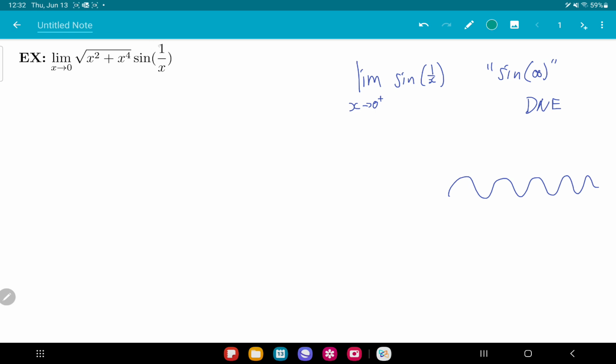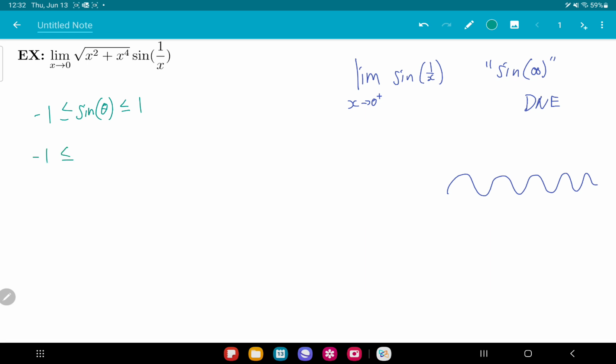So I'm going to start by saying that, as with any theta, we are stuck between -1 and 1. Now, this thing I got a rectangle around, this is just something you're expected to know from the graph of sine. It goes between -1 and 1. Okay, so that's true for sine of 1 over x as well, right?